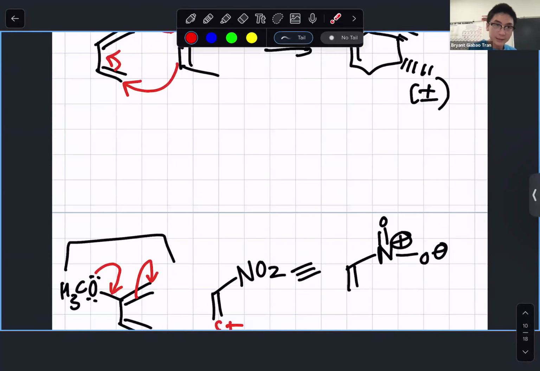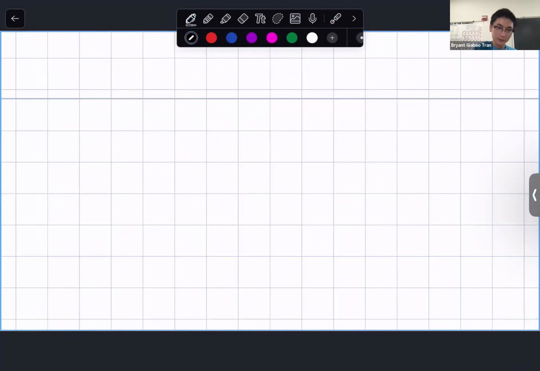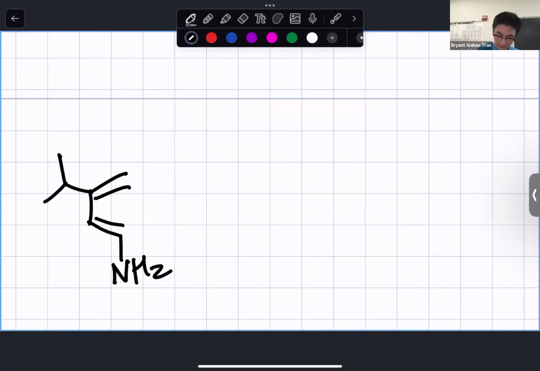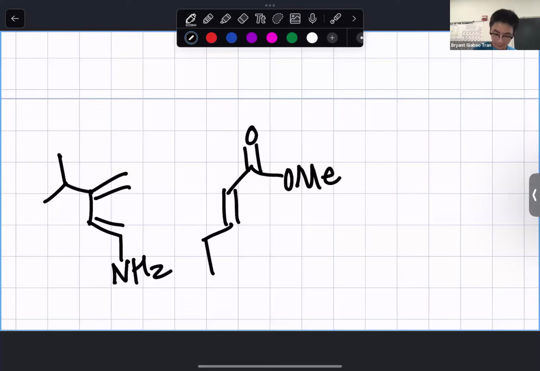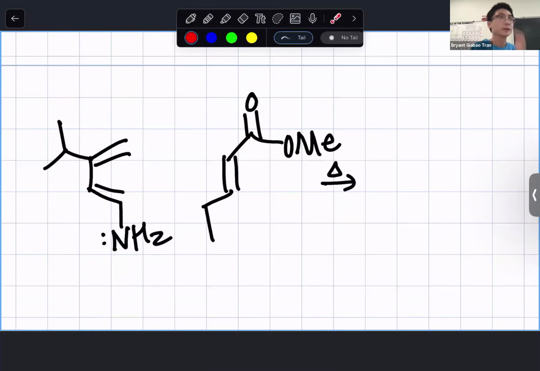Okay. So let's say we have this diene with that group and this group. And let's say we have this dienophile with this group and this group here. So the first thing I always do is find the charges. Let's look at the diene here. We have two EDGs, this EDG and this EDG here.